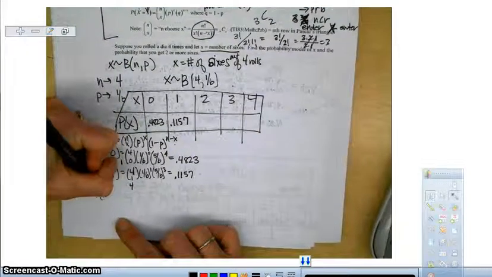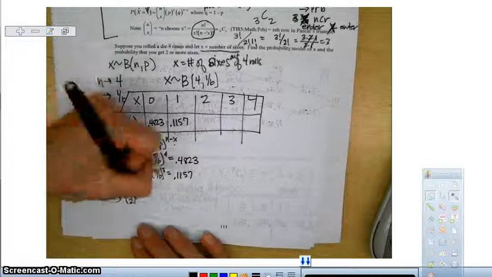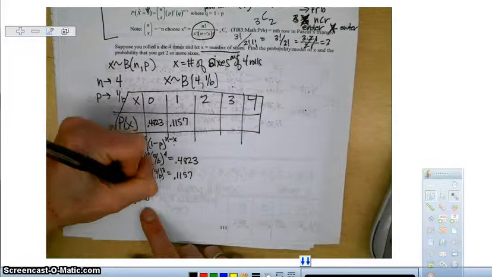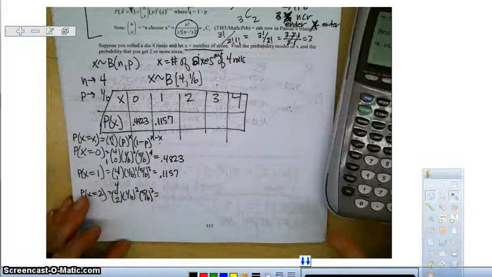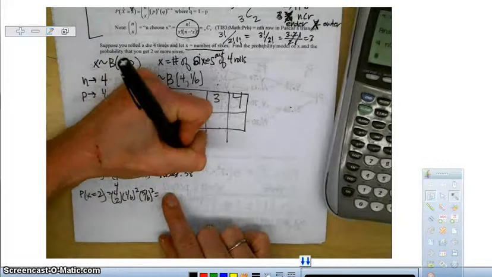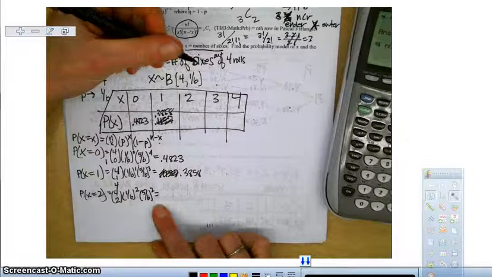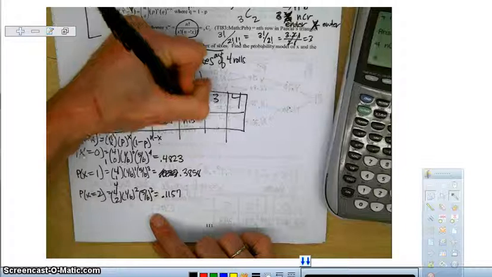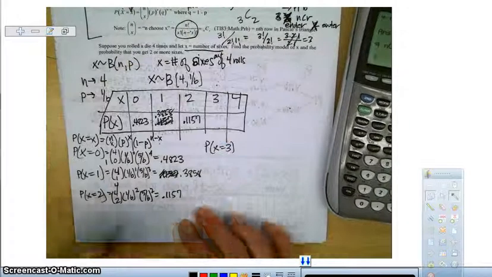Probability that x equals 2 is going to be 4 choose 2. I just do the whole thing on my calculator. 1/6 is now to the second power because x is 2, and 5/6 is to the second power. And if you do that one, oh whoops, sorry, I had the wrong one for 1. 1 should have been 0.3858, and 2 is the one that's 0.1157. So switch those around.